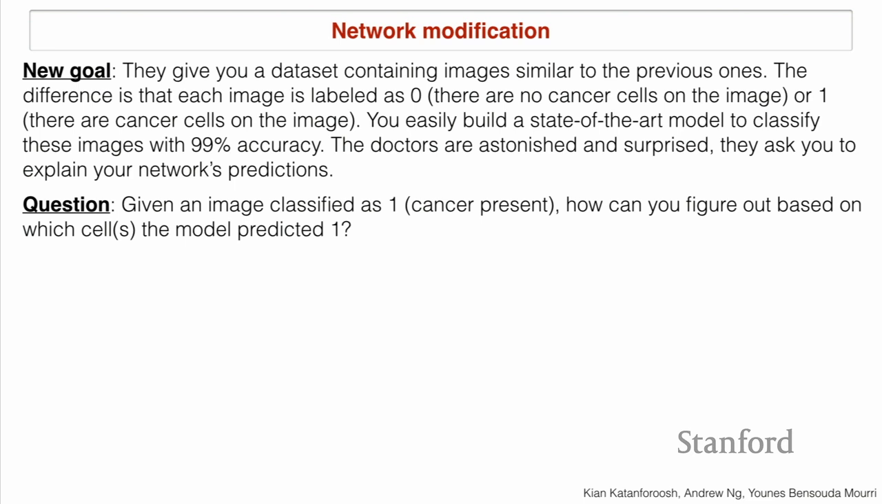So to sum it up, we have an image, input image, put it in your new network that is a binary classifier. And the network says 1. You want to figure out why the network says 1, based on which pixels. What do you do?